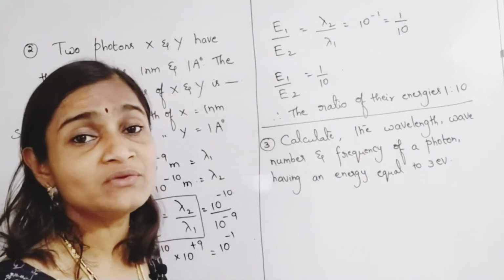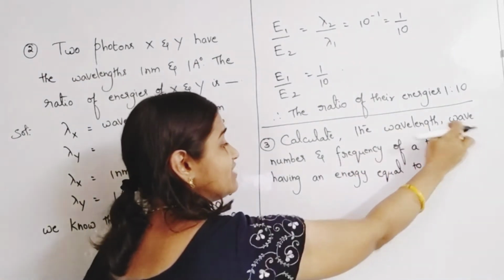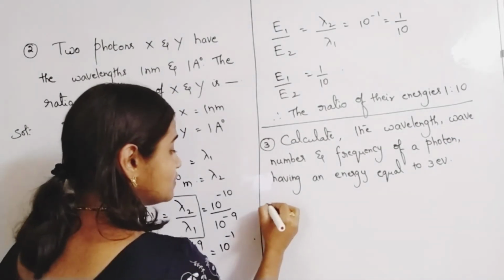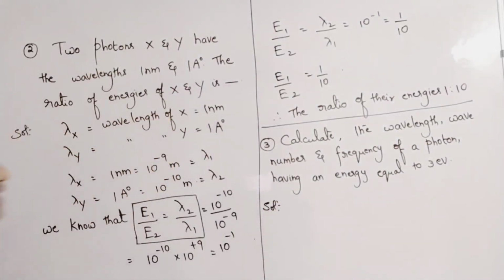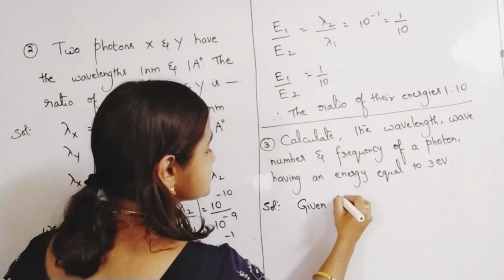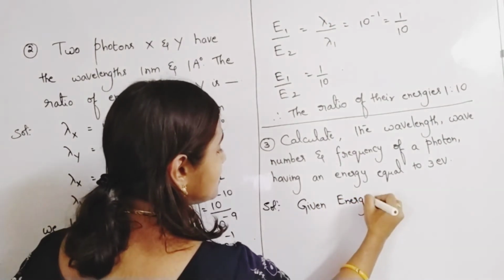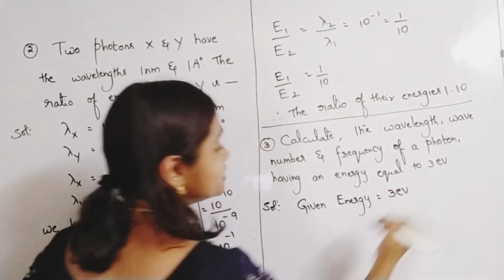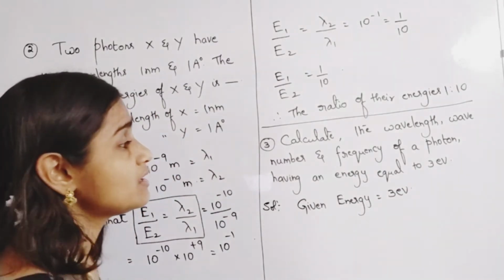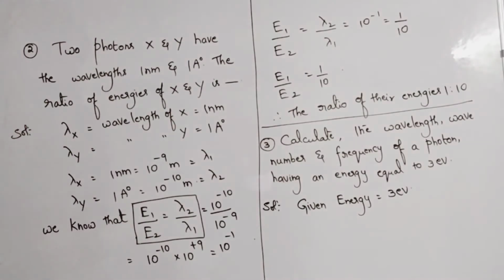You are asked to find what? Wavelength, wave number and frequency. All three you have to find. So how to find? You have to get the relation between energy, wavelength and frequency. First of all, what is given to us? Given energy is equal to 3 electron volts. Energy is given in electron volts, so you have to convert that.